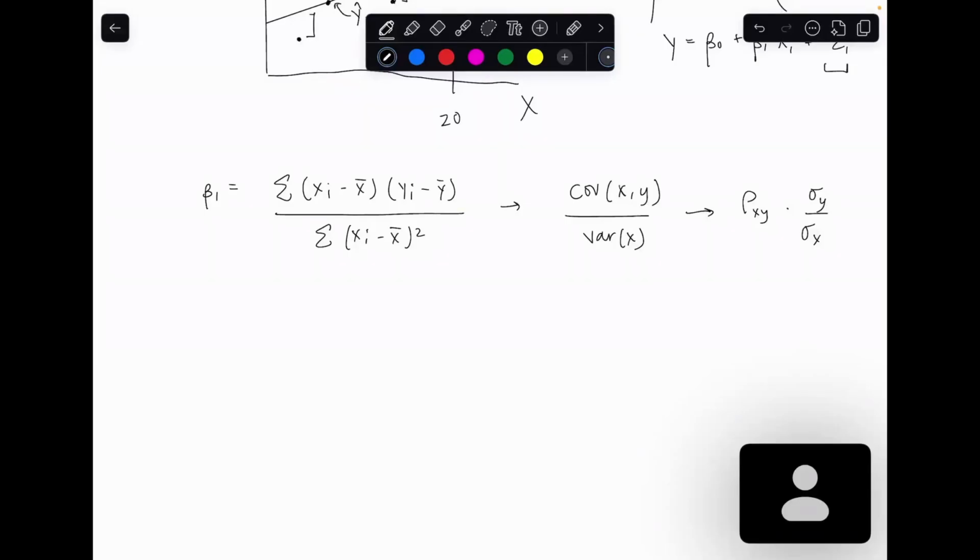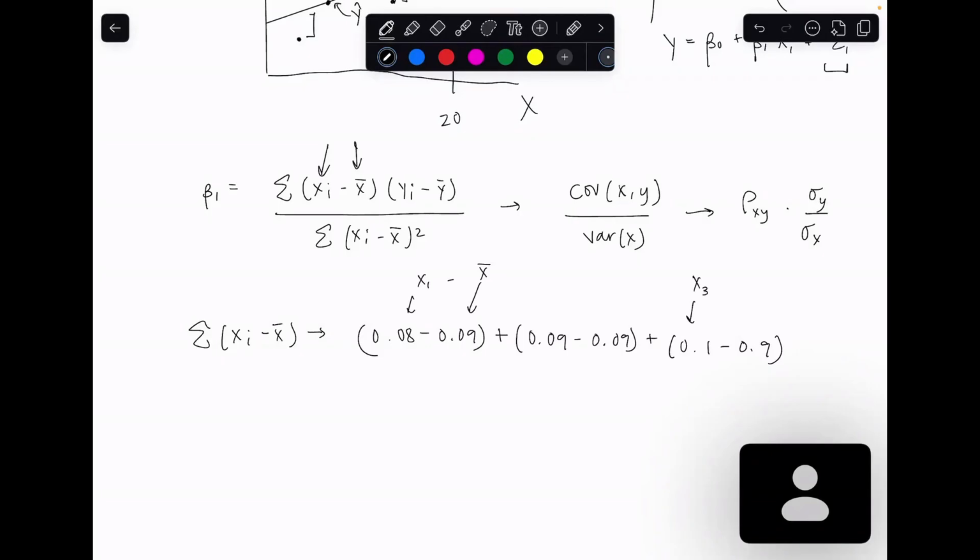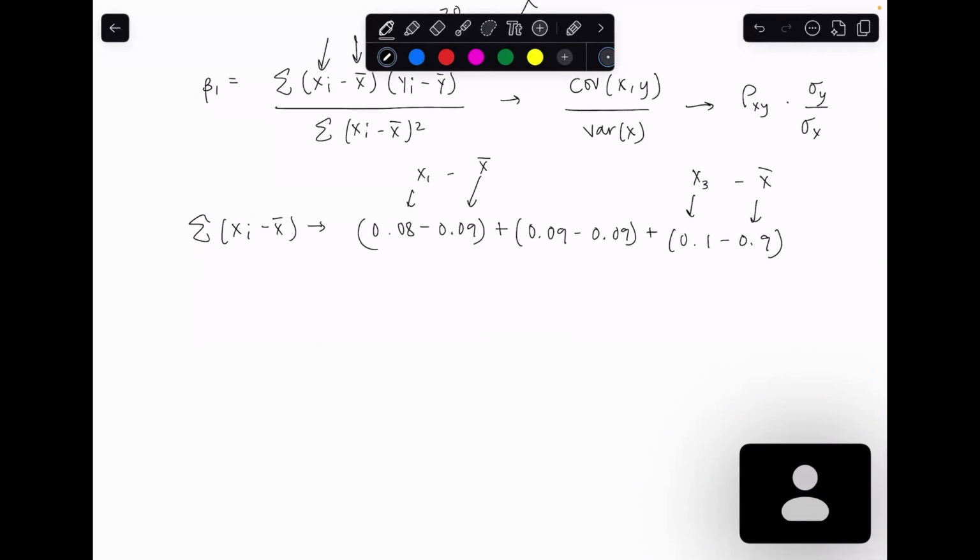Now that we have our x bar and our y bar, we can find our beta 1. I can take each x value and subtract the sample mean, x bar, which is the same across. So my beta 1 would involve the summation of xi minus x bar. I would take the first x, 0.08 minus 0.09, plus 0.09 minus 0.09, plus 0.1 minus 0.09. This is x1 minus x bar, and so on. We just have 3 observations. You do the same with y, and then once you have those, you multiply them together.